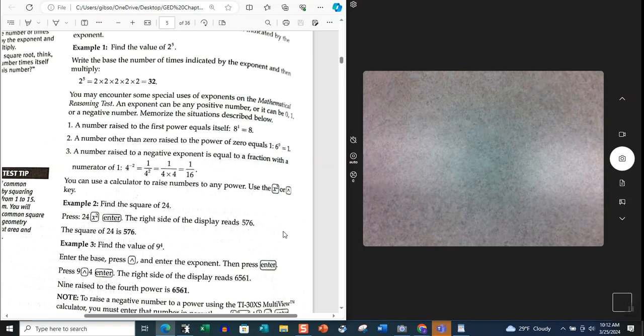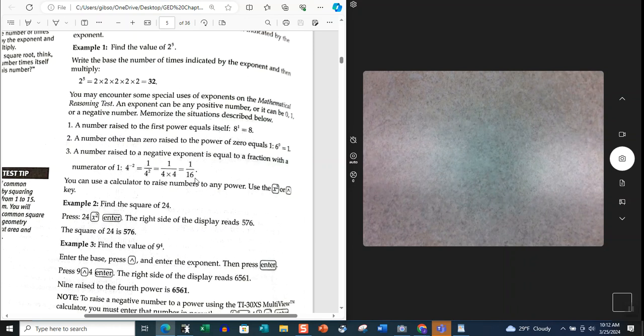A number other than 0 raised to the power of 0 equals 1. 6 to the 0 is equal to 1. A number raised to a negative exponent is equal to a fraction with a numerator of 1. 4 to the negative 2 is 1 over 4 to the second power, which is 1 over 4 times 4, which is 1 over 16.